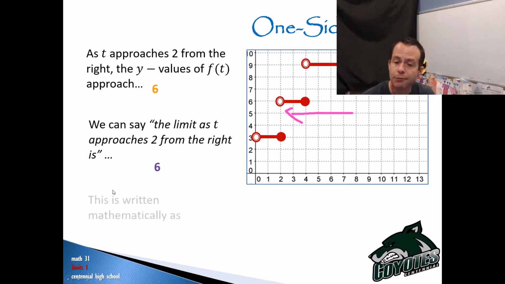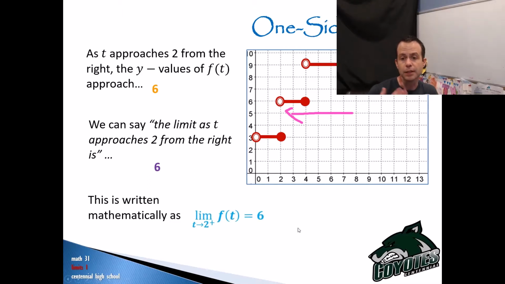Then again, written mathematically, same thing. The only thing that's going to be different is that the 2 with the negative sign is going to be a 2 with the positive sign, because that means we're going to come from the right instead of coming from the left. So it'll be the limit of f of t as t approaches 2 from the right. That's what that little positive sign here is talking about, is 6.